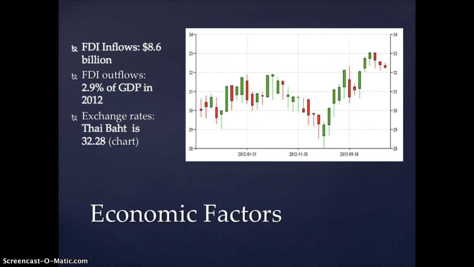Also, we have the FDI, which is foreign direct investment. The foreign direct investment inflows consist of $8.6 billion. The FDI outflows consist of 2.9% of the GDP in 2012. And on the right, we have a table for the exchange rates in Thailand. The Thai baht is 32.28 currently, but it has averaged 32.58 from 1991 until 2014.